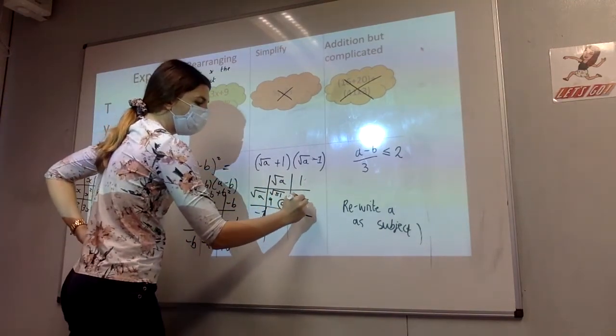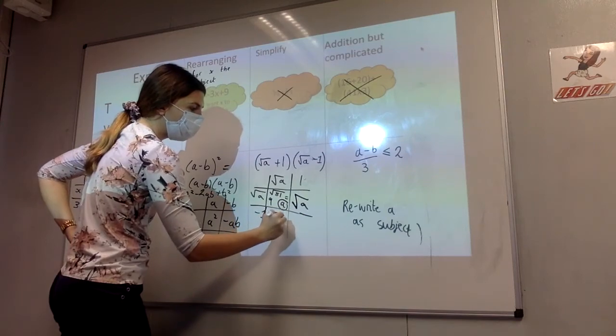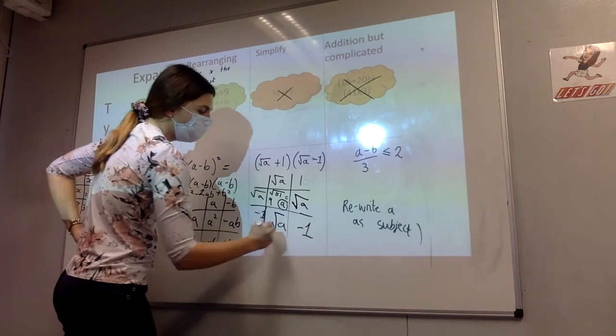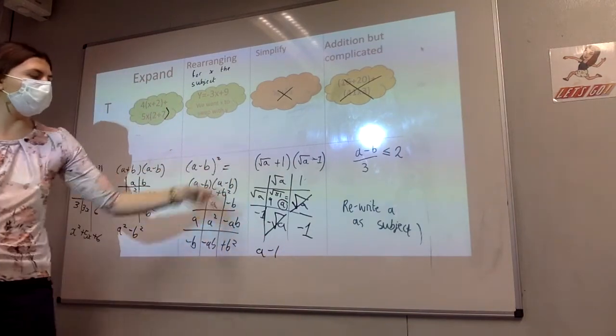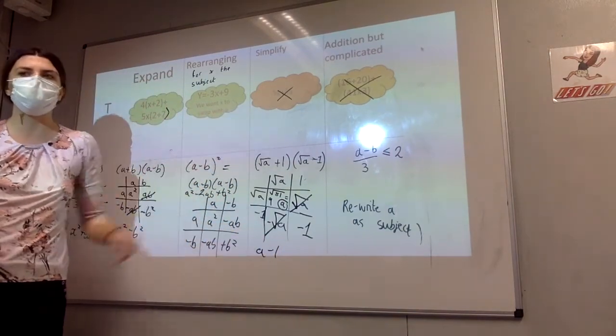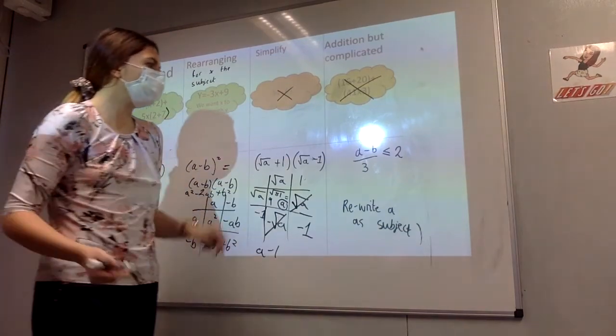This is then the square root of A. This is minus the square root of A. And this is minus 1. These cancel out, so our answer just becomes A minus 1. Wow, look how amazing that is. From here to here.